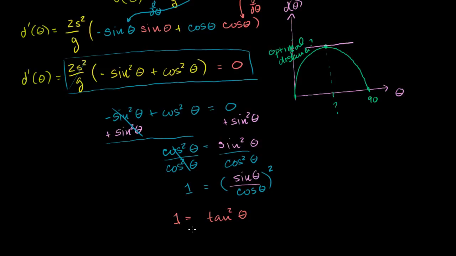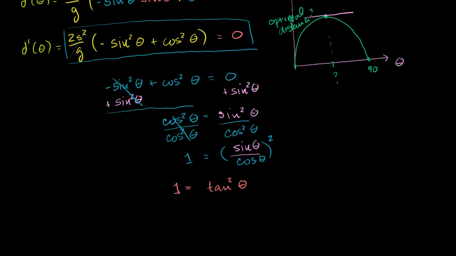Or we could take the positive square root of both sides of this equation. Tangent is positive over the interval from 0 to 90 degrees, so that's cool to do. If you take the positive square root of both sides, you get 1 is equal to tangent of theta. And then you take the inverse tan, or the arctan, of both sides, and you get the arctan of 1 is equal to theta.